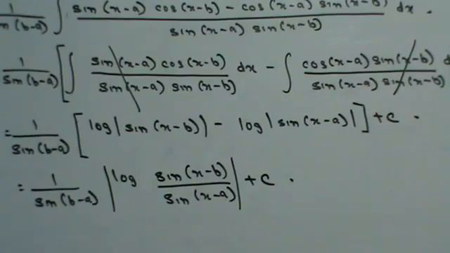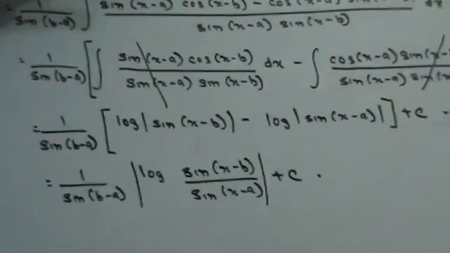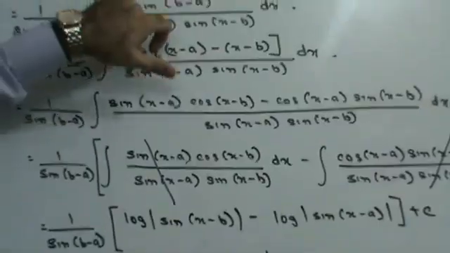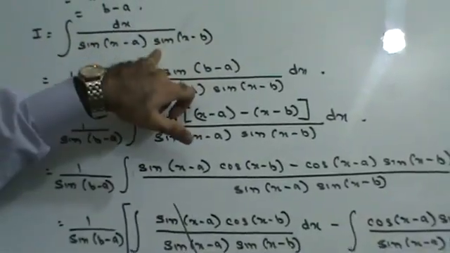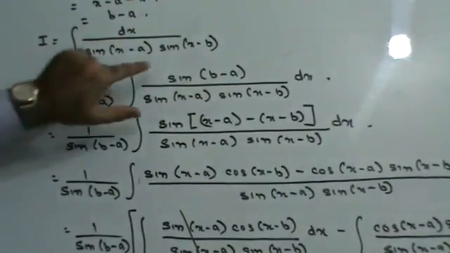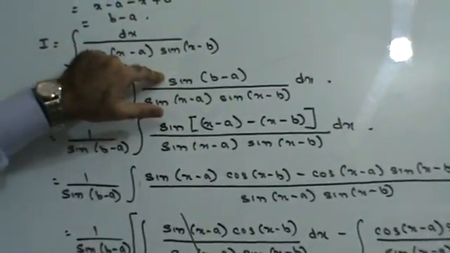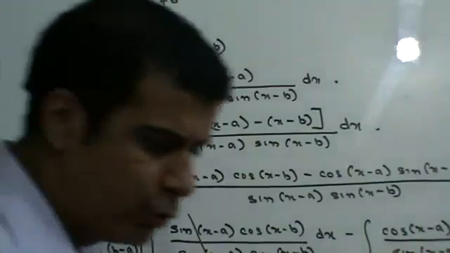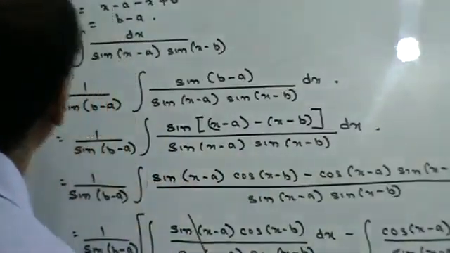Right? Remember, if you have a product of similar trig ratios, if you have sine into sine or cos into cos, then you divide and multiply by a constant. Right? I'll show you another sum where you do not have similar trig ratios. Let's see another sum, guys.